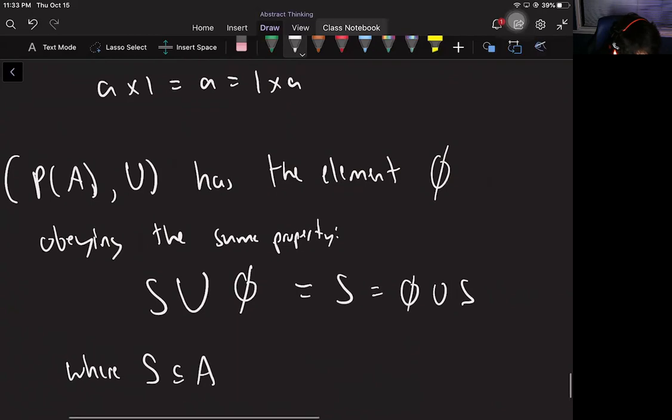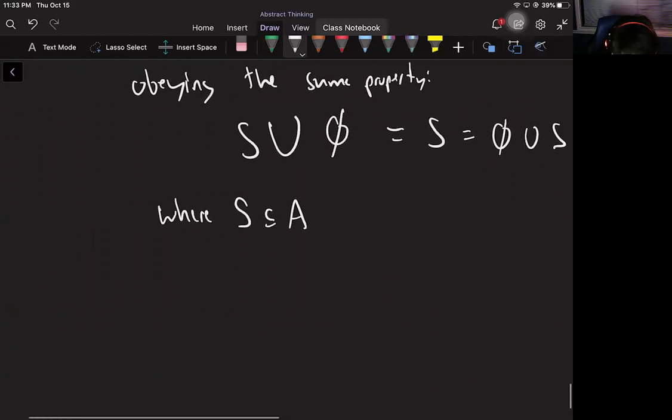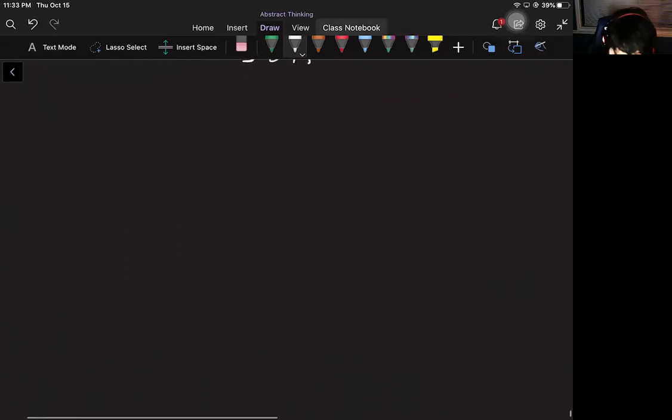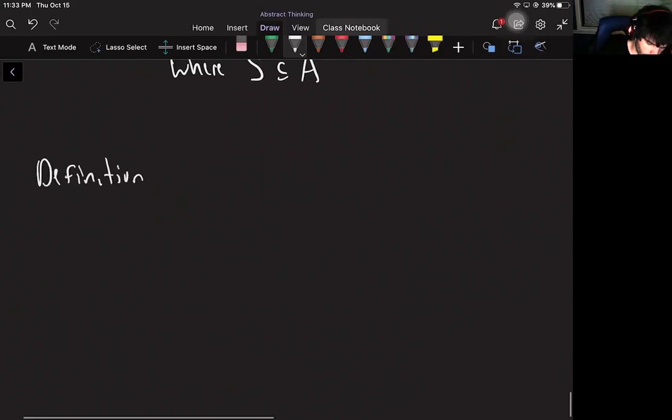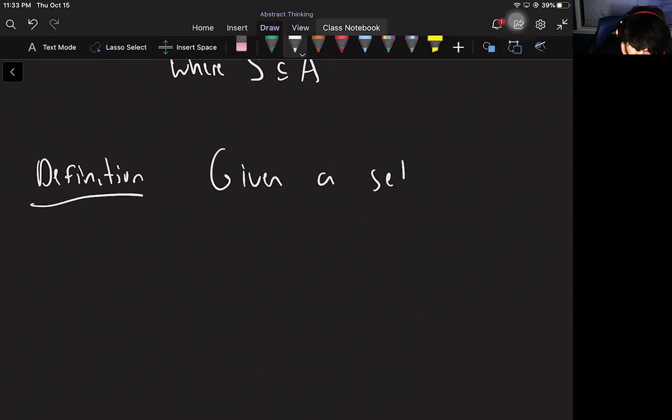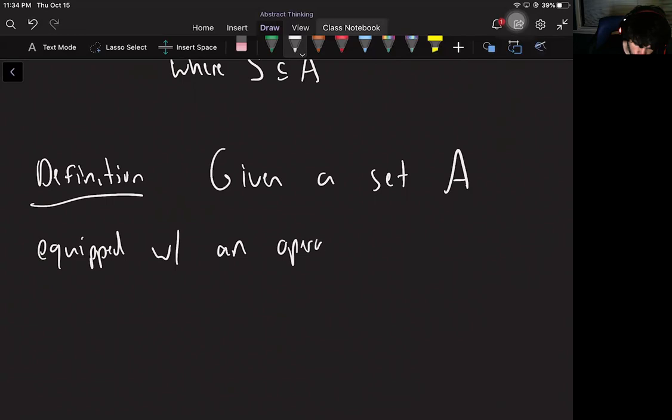Okay, so this do nothing element is a very special guy, and it has a fancy name. So let's use the fancy name definition. Given a set A equipped with an operation, box, that you don't know yet, this special element is called E.